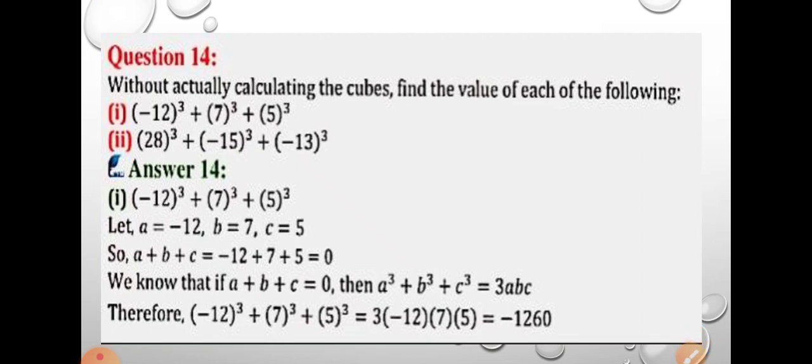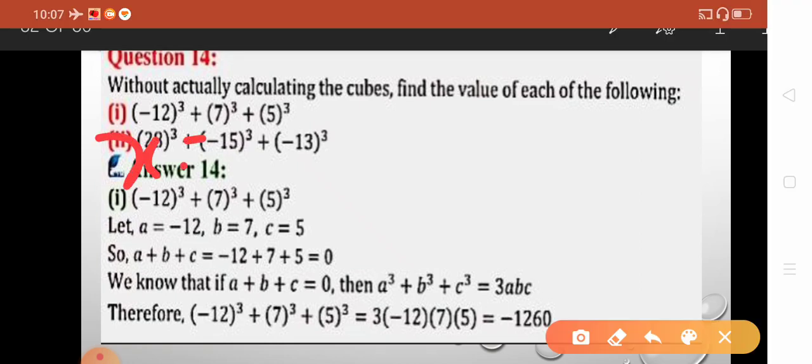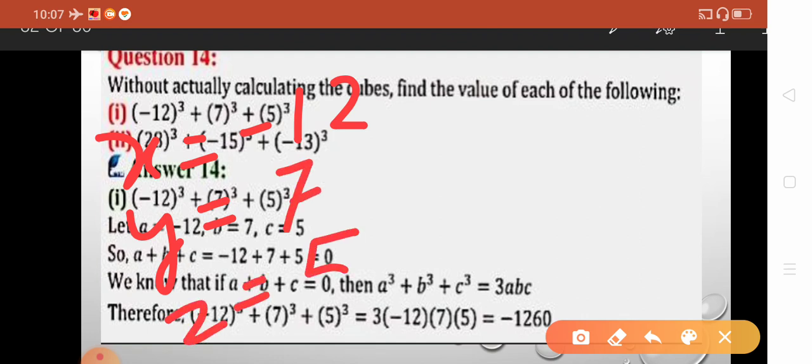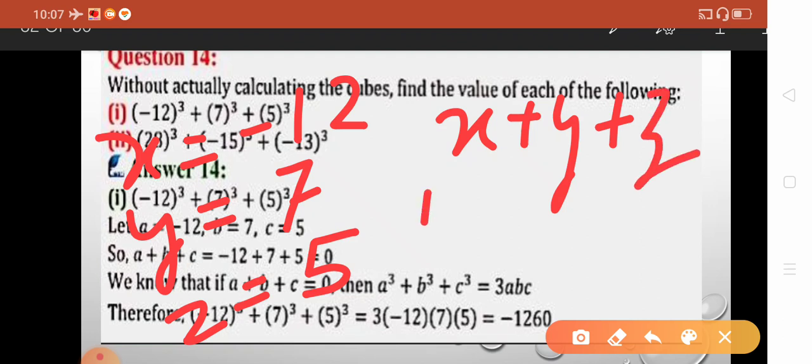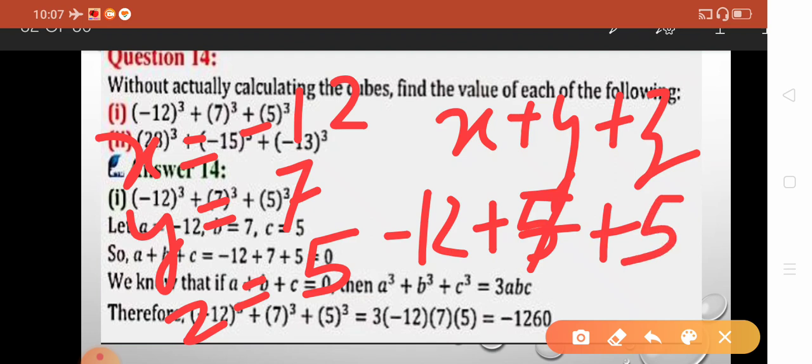Without actually calculating the cubes, find the value of each of the following. So you have x cube plus y cube plus z cube. So as you know, from here we will find out x value is equal to minus 12, y value is equal to 7, and z value is equal to 5. So first of all you will find the value of x plus y plus z. So here minus 12 plus 7 plus 5, it is equal to 0.